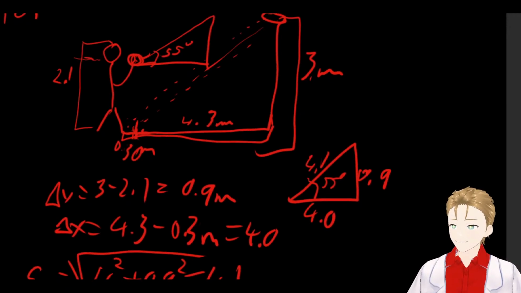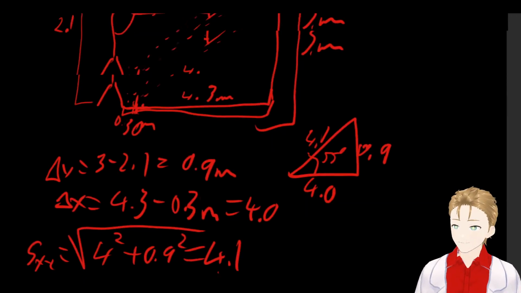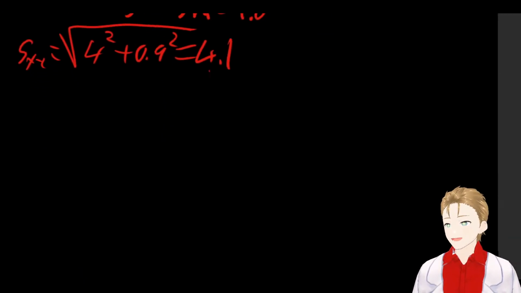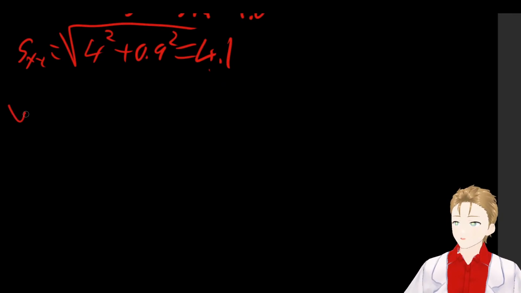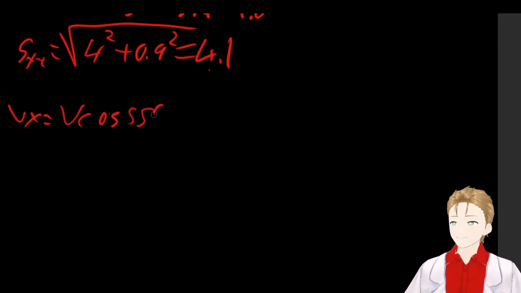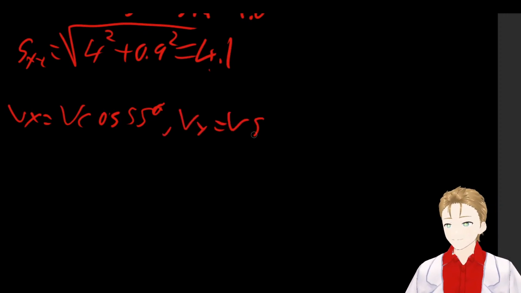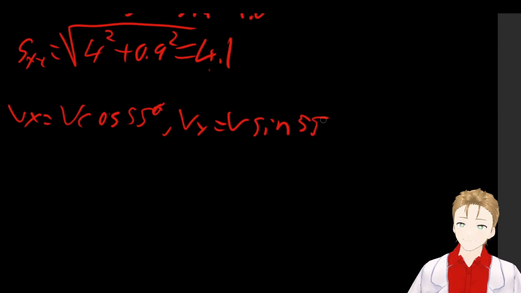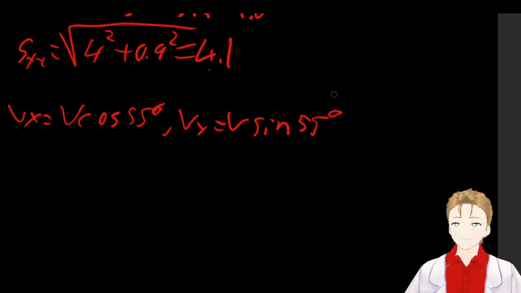Let's see, how long does it take to get to the basket? Well, we know vx equals v cosine of, let's say, 55 degrees, and vy equals v sine of 55 degrees. We need to find the good choices.